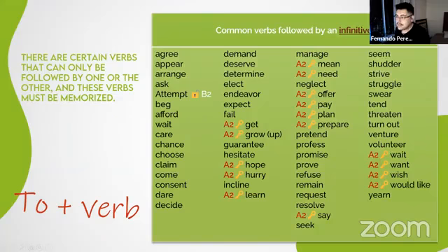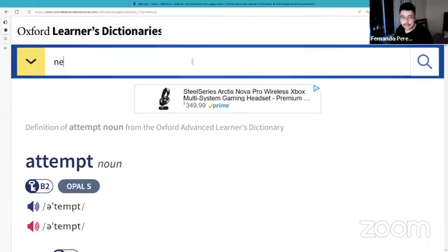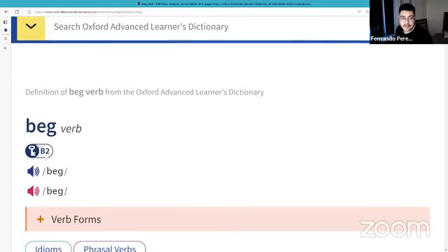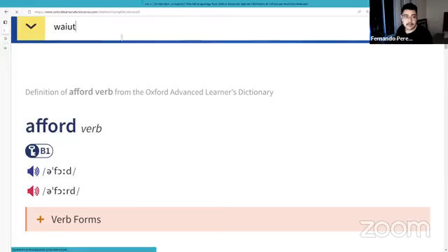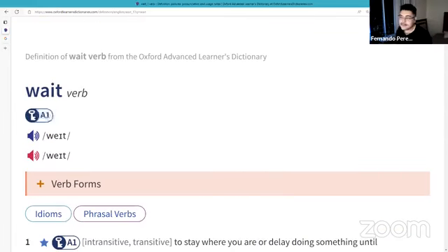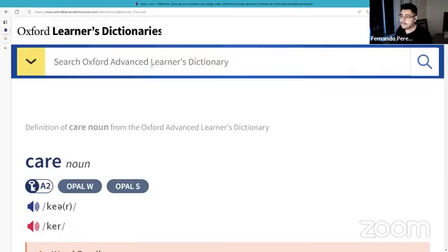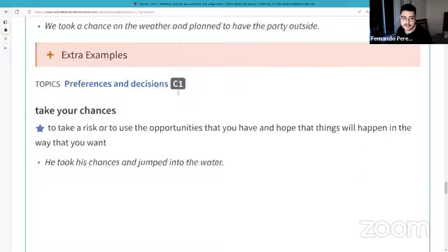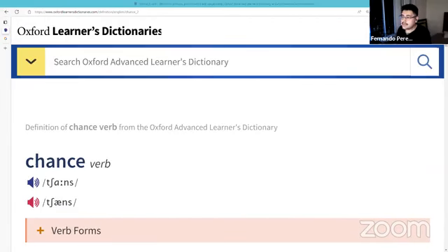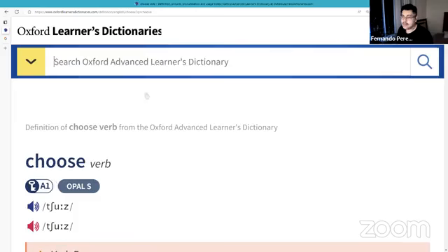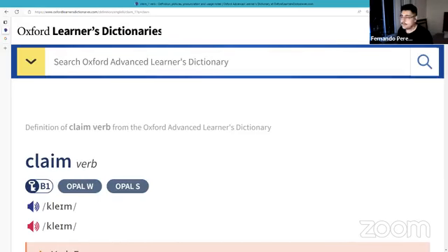Okay, so let me search the words. Let me check the name. The word is beg. Beg is B2. Ooh, that's difficult. Afford. Perfect. B1. Wait. Ah, this is babies. Baby kindergarten English. Yes, of course. Wait. Care. Chance with the suburb. No, this is very difficult. Eliminate. Choose is kindergarten English. Claim. Oh, perfect.